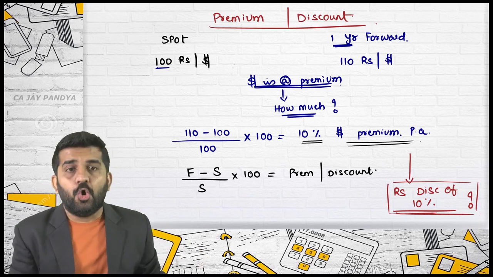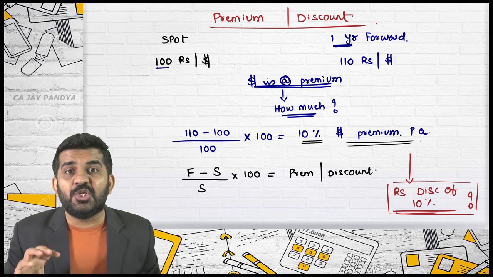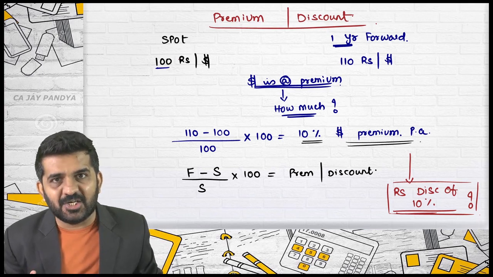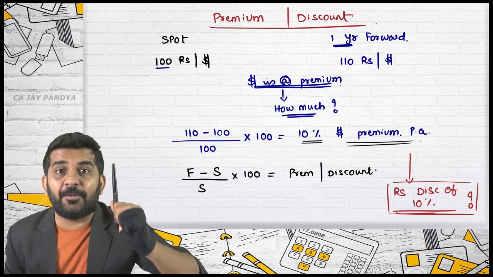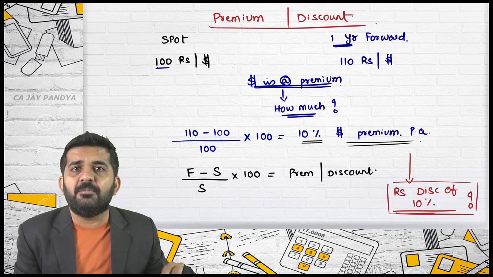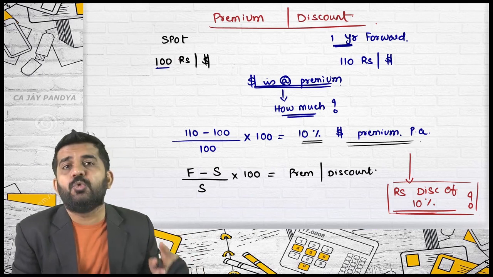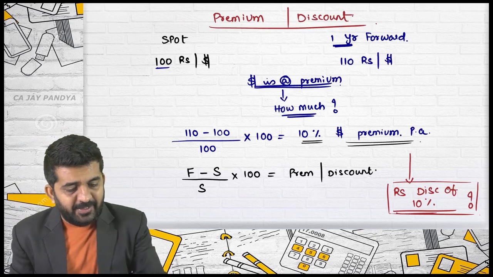If you want a premium or discount on rupees, you need a rate of rupees. Whether the price of this pen has increased or decreased, you require the price of this pen. So what will be the rate of rupees as far as spot is concerned? It should be dollar per rupees.